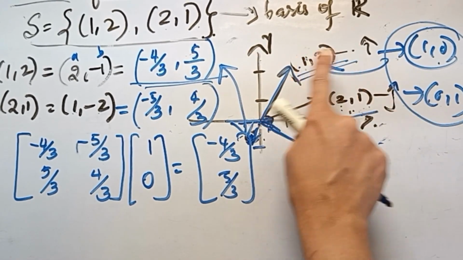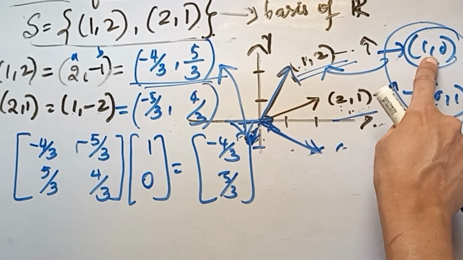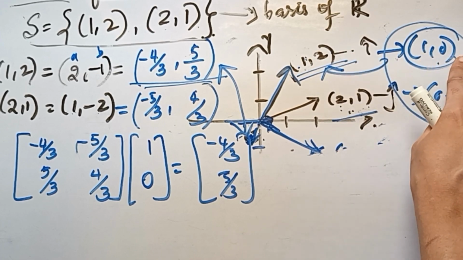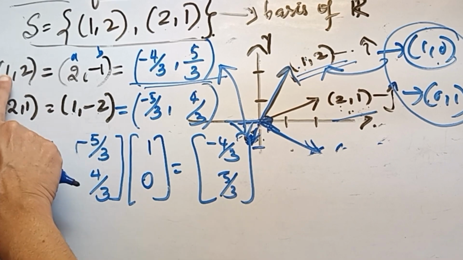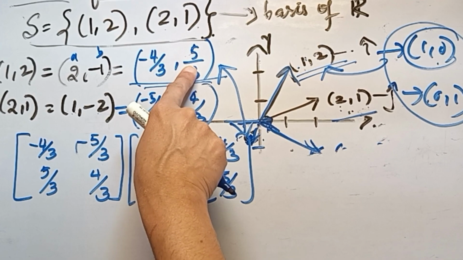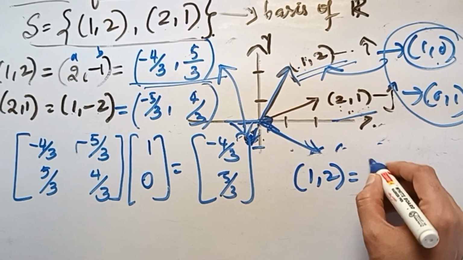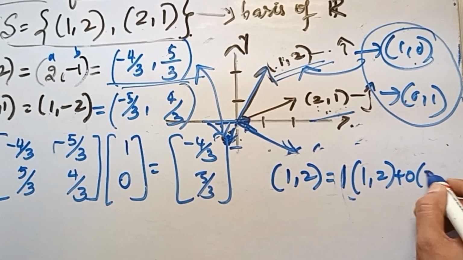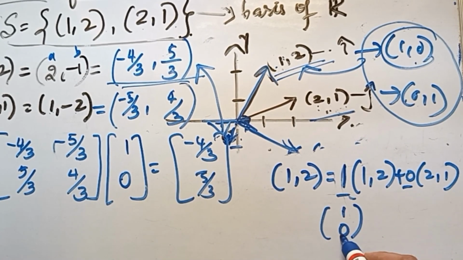Because (1,2) in the new coordinate system acts like an i cap. It is called (1,0). In the new coordinate system, (1,2) is called (1,0). Therefore that (1,0) goes to (-4/3, 5/3). That is what we got here. T of (1,2) is going to this vector, but this vector is called like this in the new coordinate system. Because (1,2) in terms of new coordinates is 1 times (1,2) plus 0 times (2,1). If you want to go to this vector, therefore the coordinates of (1,2) are (1,0) in the new coordinate system.